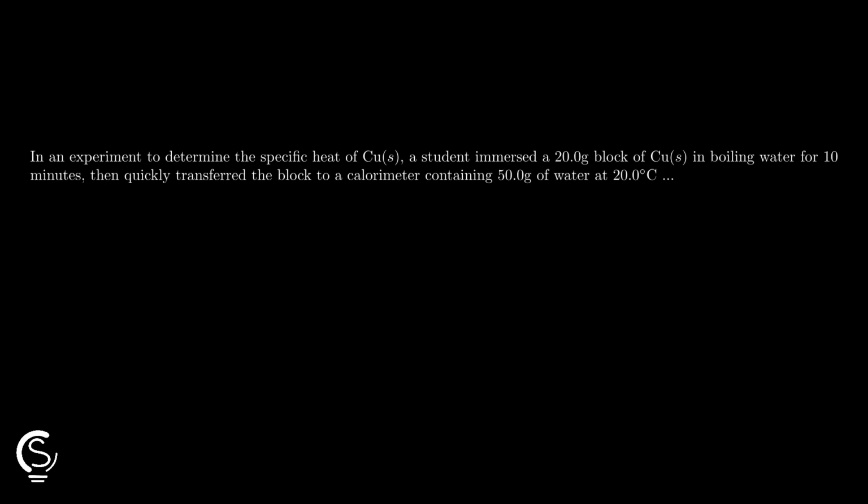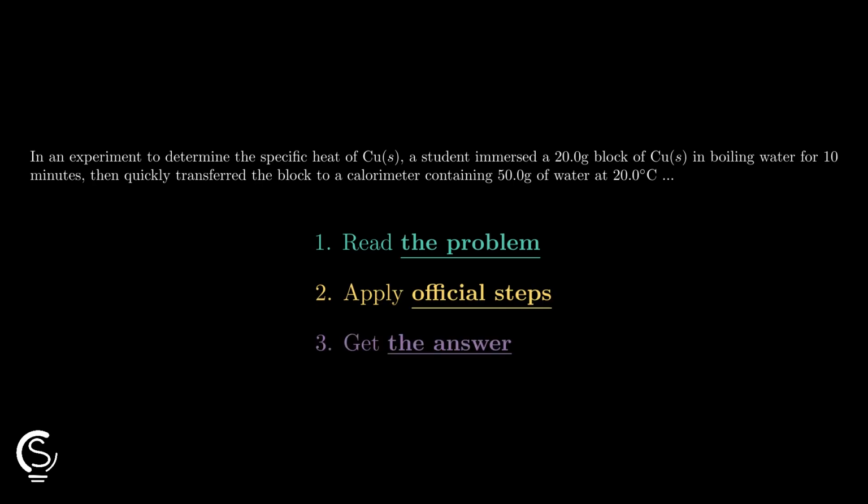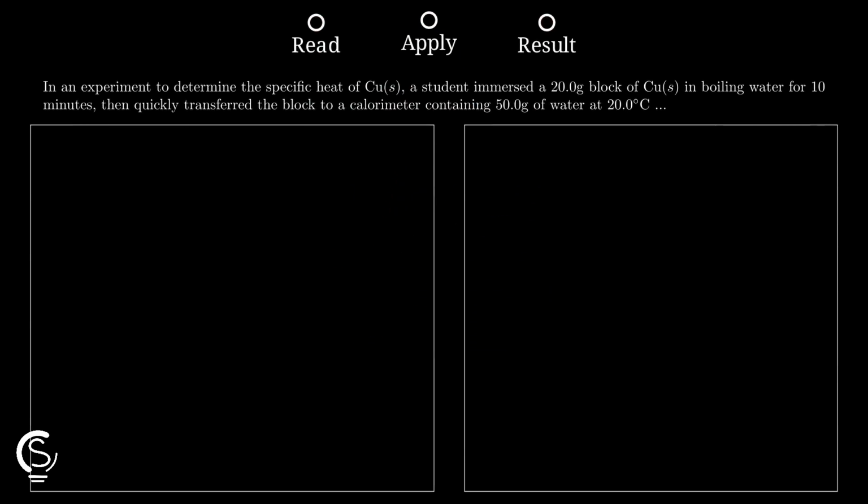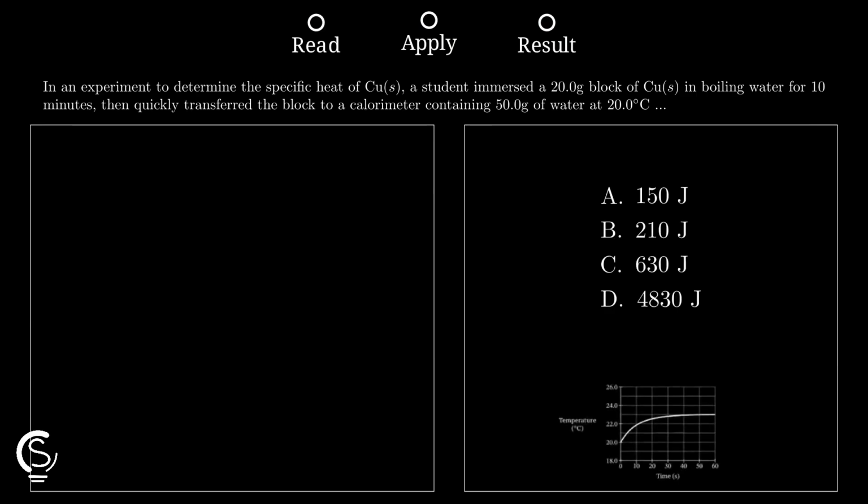Calculating energy transfer from copper to water is actually super fast if you focus on the calorimeter data. Let's solve this chemistry problem right now. The energy lost by the copper block is exactly equal to the energy gained by the water. We just need to calculate the heat absorbed by the water in the calorimeter.